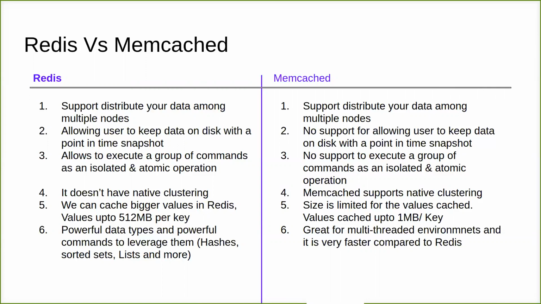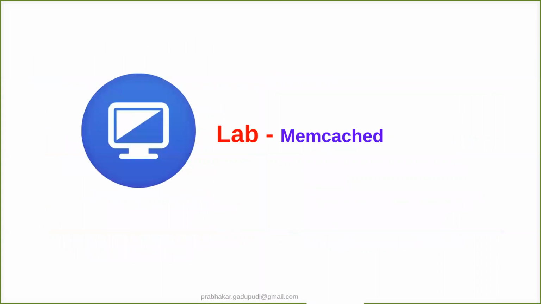We can store sets and lists and other data types also. But coming to Memcached, it is very fast, and it is recommended for multi-threaded environments. Compared to the Redis cache, it is faster. Now let's go to the lab.